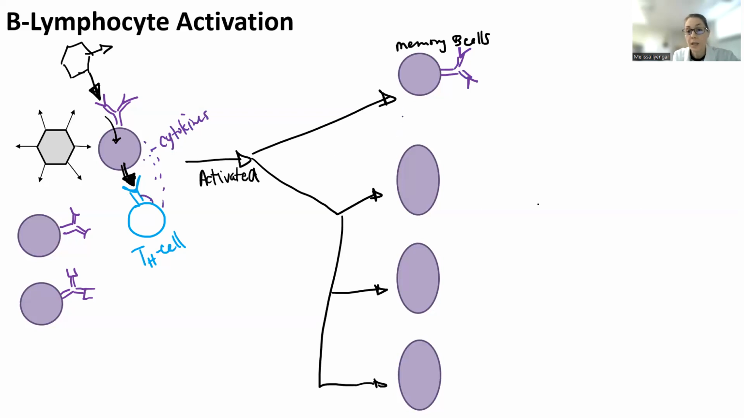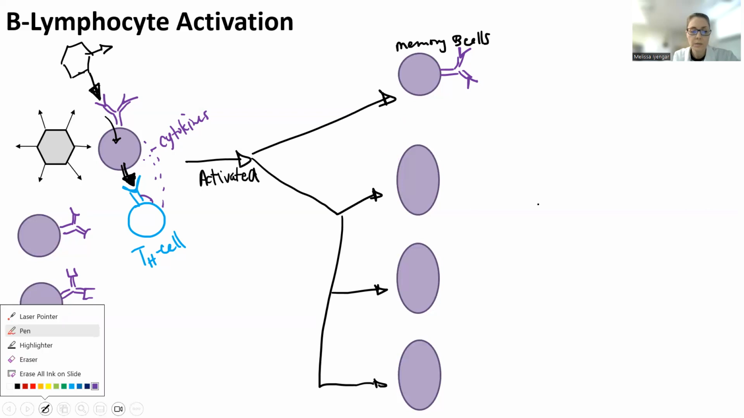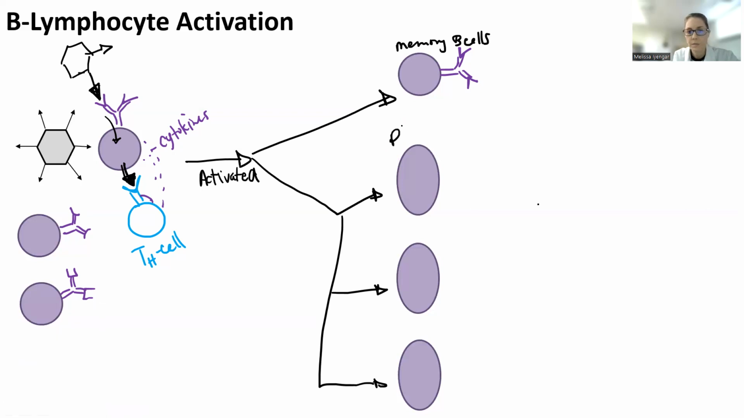You're also going to create plasma cells here. What you should notice is the plasma cells don't have any antibodies on their surface. Instead, what they're going to do is they're going to make antibodies, and then they're going to release those antibodies.